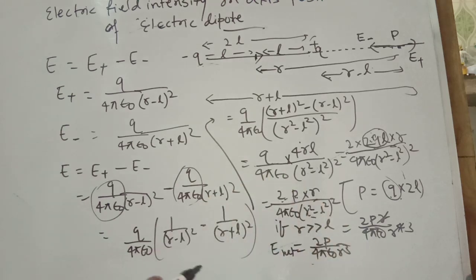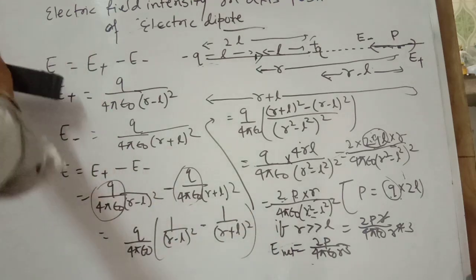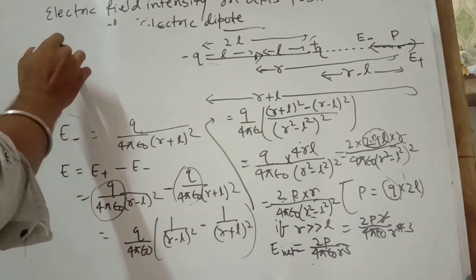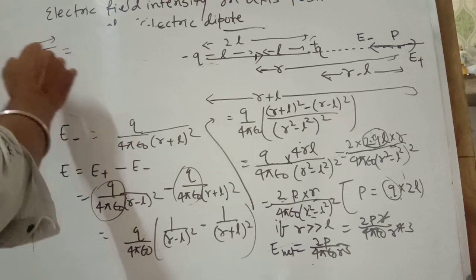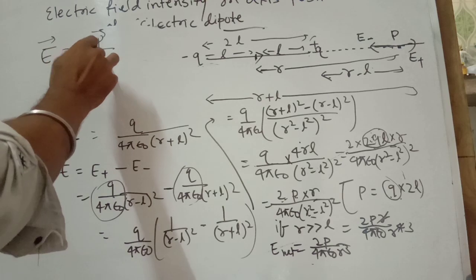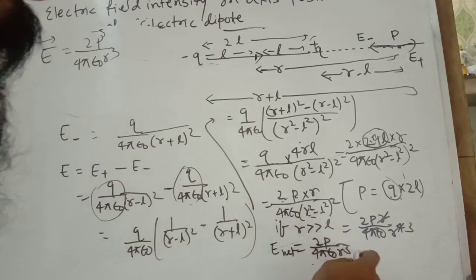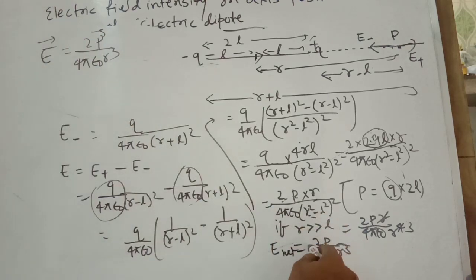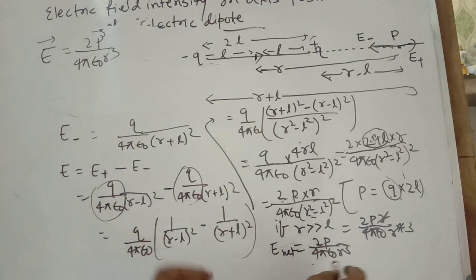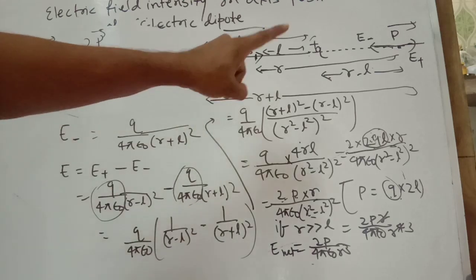Okay, so now after that, if you write it in vector form, then what? The vector of the electric field is 2P over 4 pi epsilon naught R cube, because this value becomes positive. That means we already subtracted E plus and E minus, so the resultant direction will go in the direction of the electric field due to the positive charge.